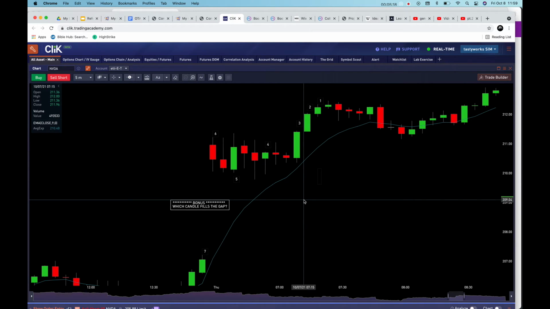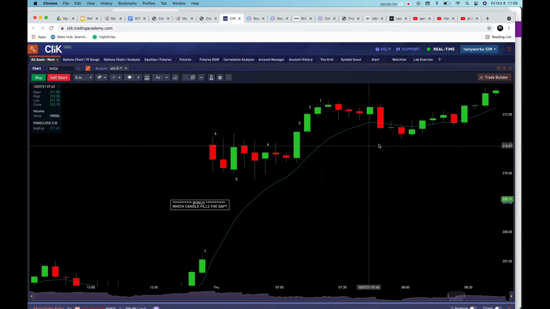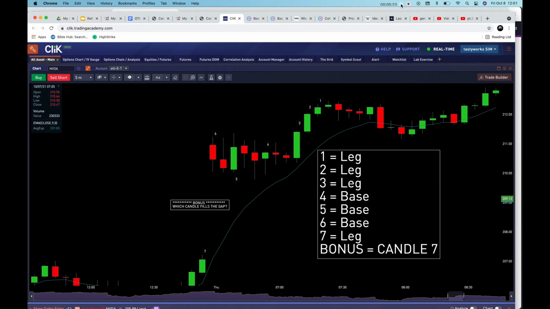All right, and the correct answers are... and here are the correct answers. All right, candles 1 through 3, pretty obvious. These are all leg candles. They all close outside the range of the previous candle.